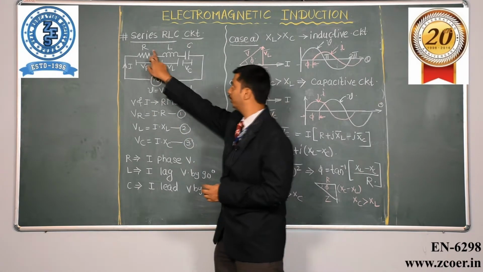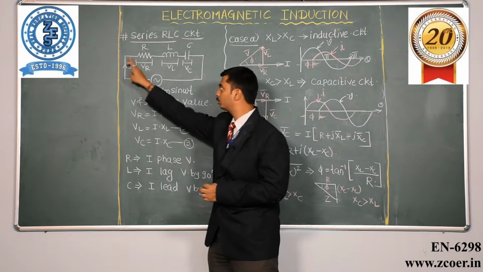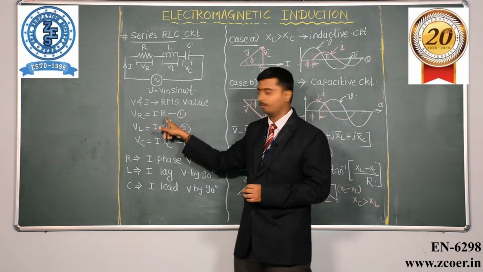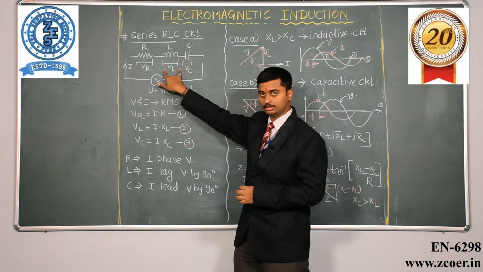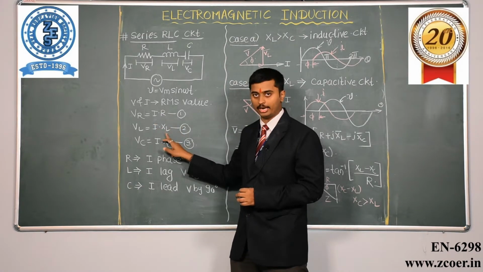Now what would be the voltage across resistance VR? It is equal to the current flowing through it and the value of R. So VR equals I into R. What will be the voltage across inductance VL? It is I into XL, where XL is the inductive reactance.